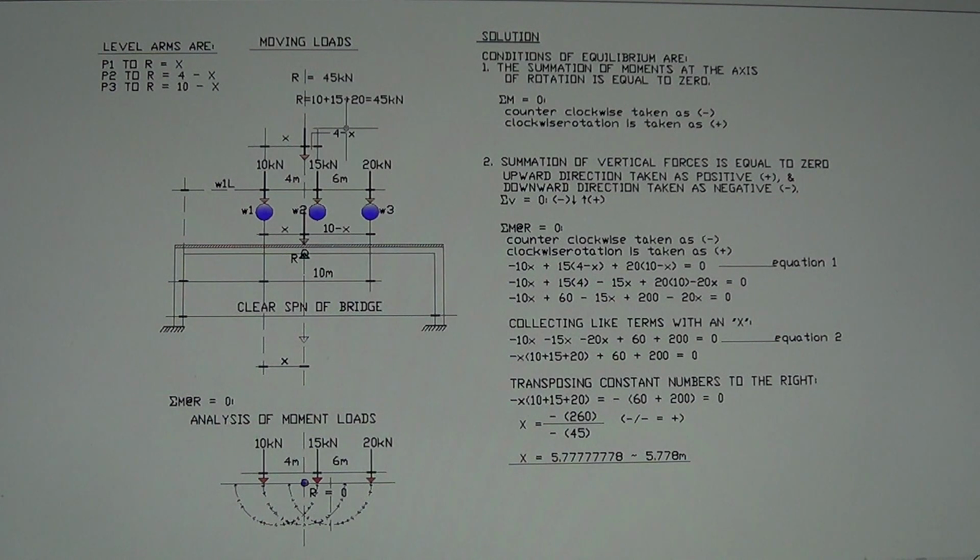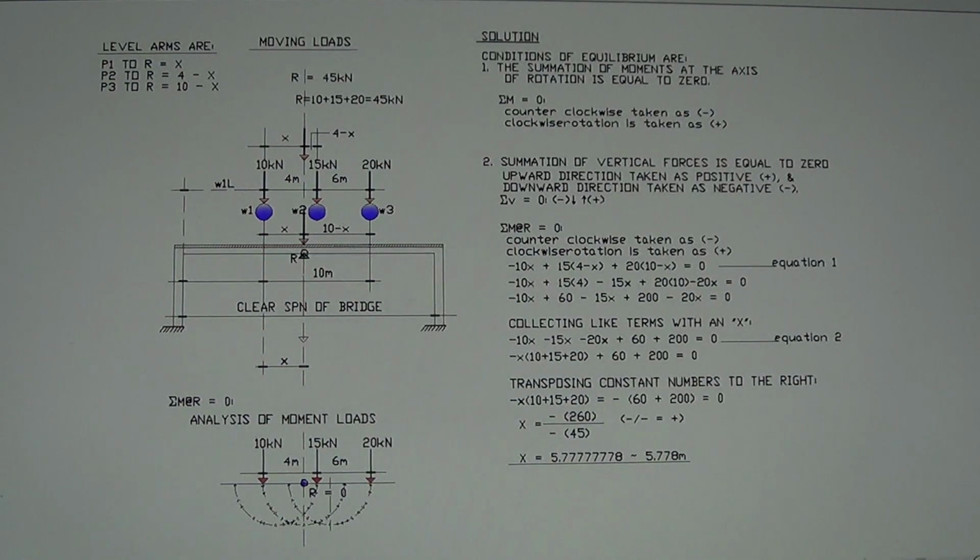Alright, and the next lever arm for the 20 kilonewton: the total length is 10, and then minus X. So therefore the lever arm for 20 kilonewton is 10 minus X.